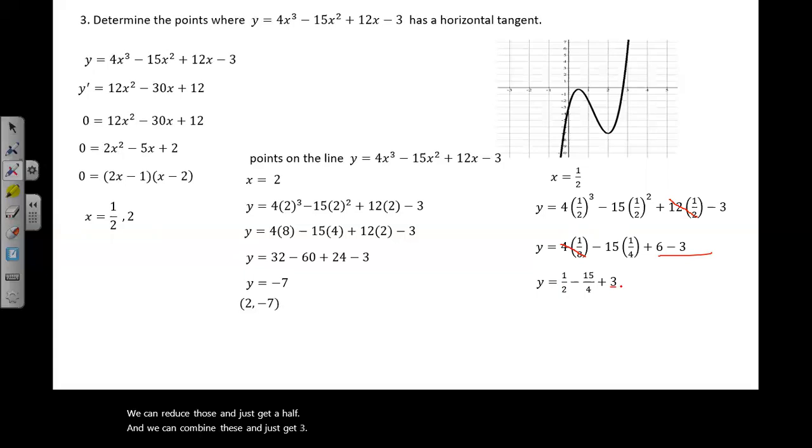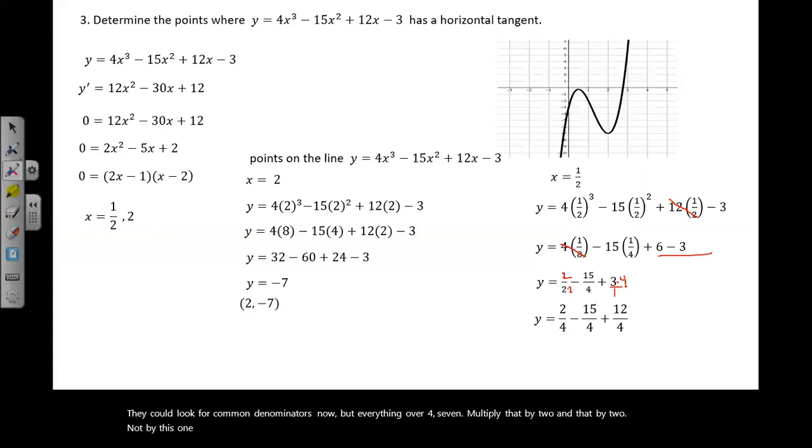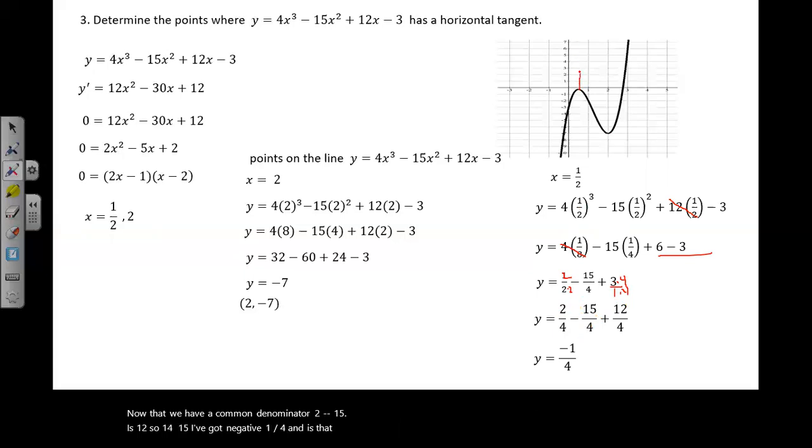I think I'd look for common denominators now. Put everything over 4. Multiply that by 2 and that by 2. Multiply this one by 4 and by 4. Now that we have a common denominator, 2 minus 15 plus 12. So 14 minus 15, I've got -1/4. And does that look like it makes sense? It does, doesn't it?